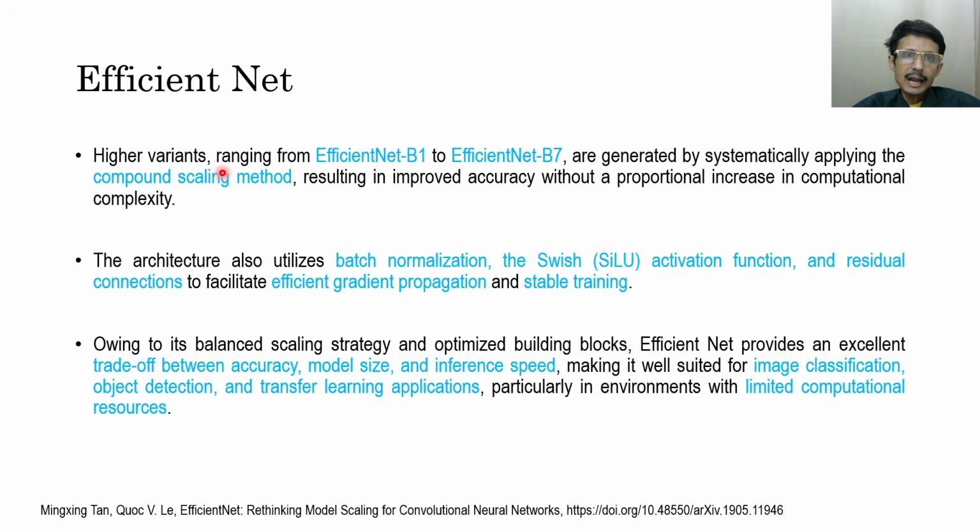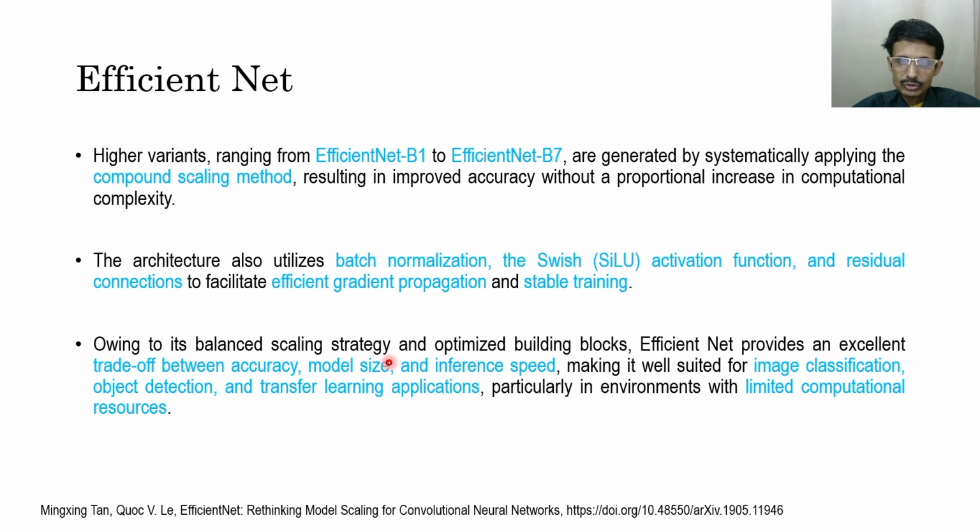Now, the higher variants of this, B1 to B7, are generated by systematically applying the compound scale, resulting in improved efficiency without a proportional increase in computational complexity. First of all, what we mean by compound scale, we'll see in the subsequent slides. The architecture also utilizes batch normalization, the Swish activation function, and the residual connection, which facilitate efficient gradient propagation and stable training. So these are the innovations made in this.